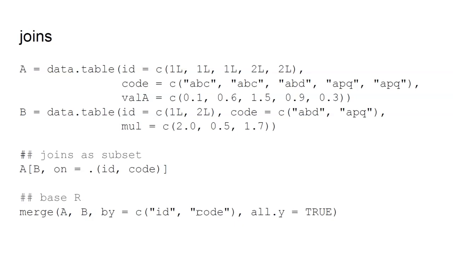Now we are going back to joins. Here is some code that whoever wants can run to reproduce this example. And we have two data tables and we will be joining them. Joins in data table were implemented as a subset. It's basically how the subset works in R.